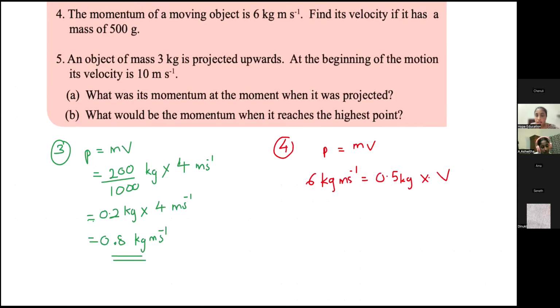So if I isolate the velocity on one side, I have to bring the 0.5 to the other side, then it becomes division, right? 6 divided by 0.5. Usually we don't keep a decimal value in the denominator, so to remove the decimal I am going to multiply this by 10, and the numerator also by 10. So what I have is 60 divided by 5, which is 12 ms minus 1.